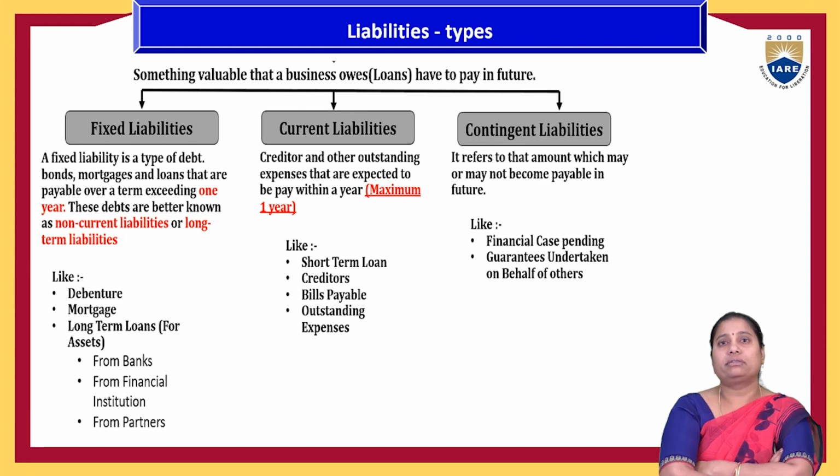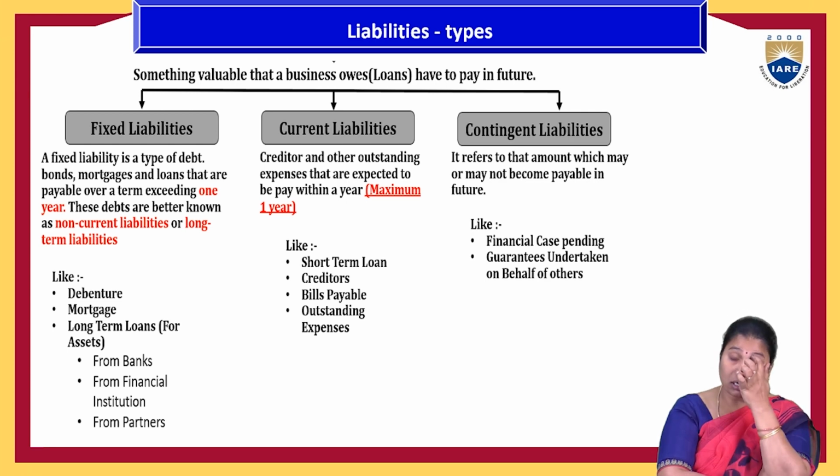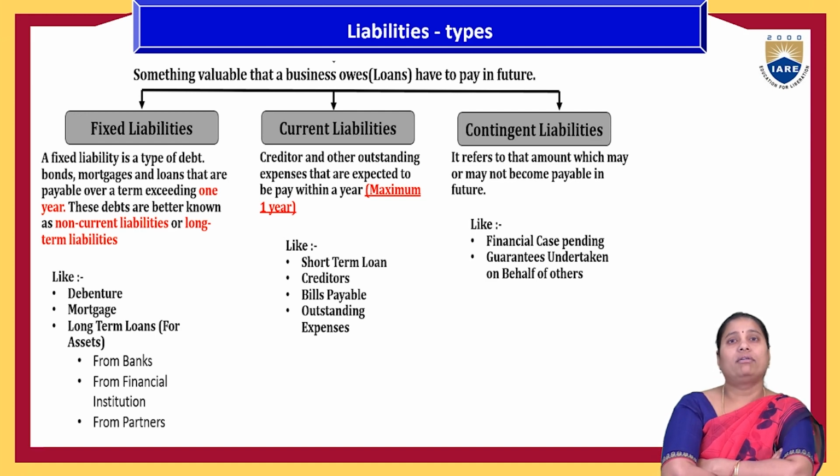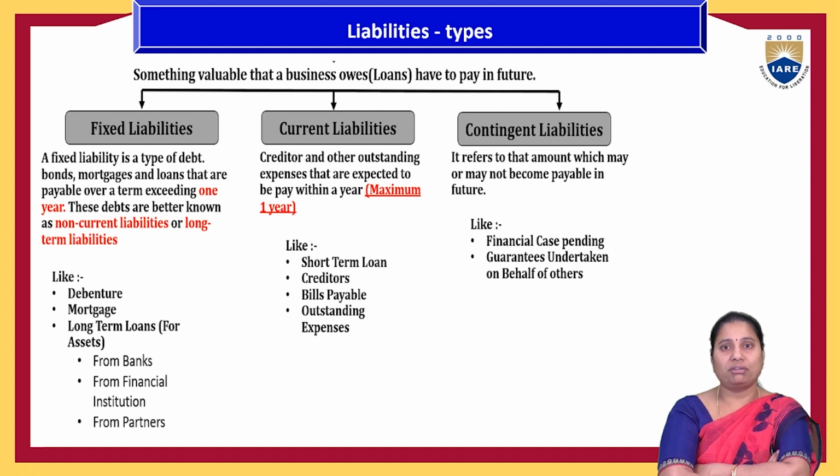And the liabilities: something valuable that a business owes and has to pay in future, or the organization's responsibility to pay, is called liabilities. These liabilities are categorized into three: fixed liabilities, current liabilities, and contingent liabilities. A fixed liability is a type of debt that can be repaid after 1 year or more than 1 year. For example, debentures, mortgage loans, long-term loans from banks, financial institutions, and partners, etc., are called fixed liabilities.